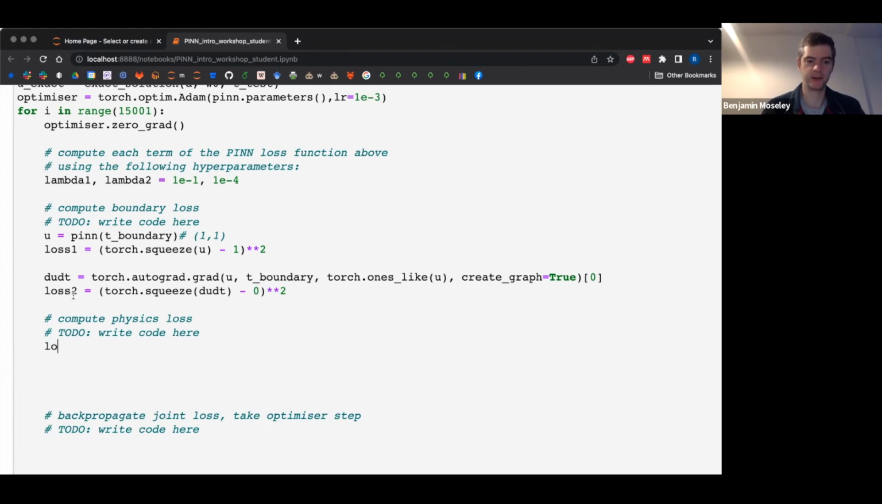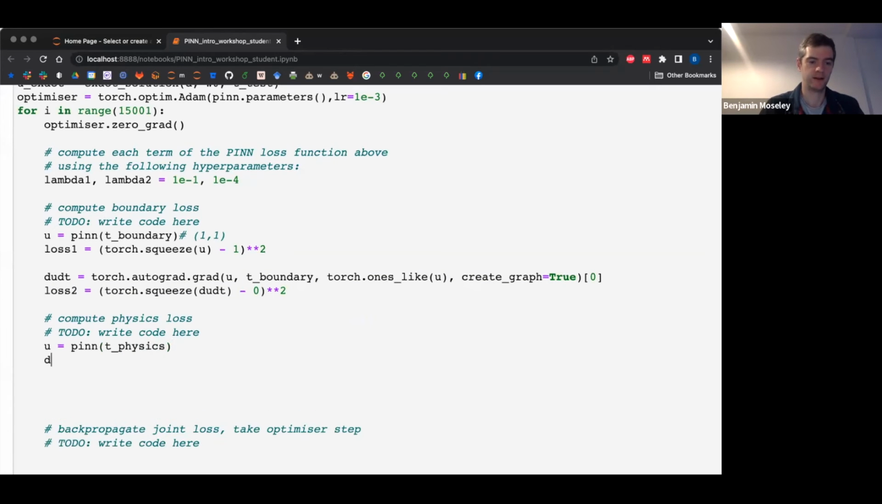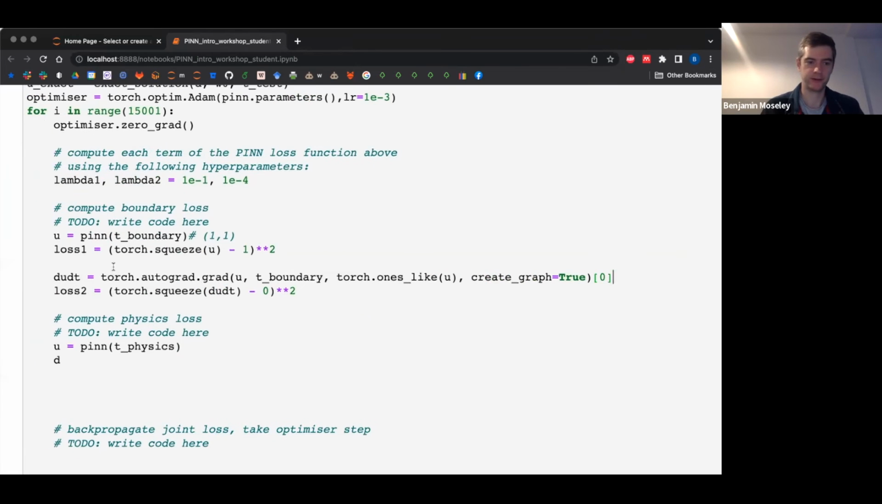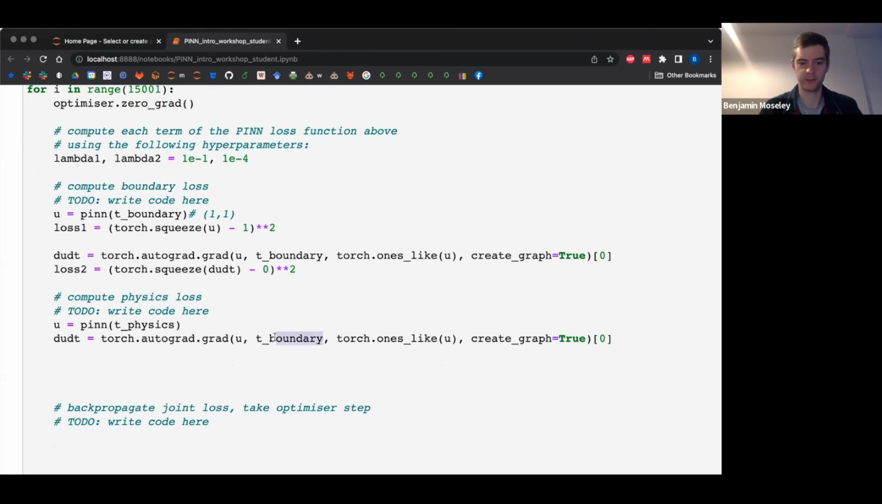So then there's only one other loss term, and that's the physics loss. We're going to use the same machinery we used up here to compute gradients of the network. We're just going to have to compute a few more gradients and combine them in a bit different way to evaluate the physics loss. First we need to run the network again, this time on our physics loss points. And then we're going to copy this line up here that creates the derivative of u with respect to t. We need this, but in this case, we need to change it to physics again.